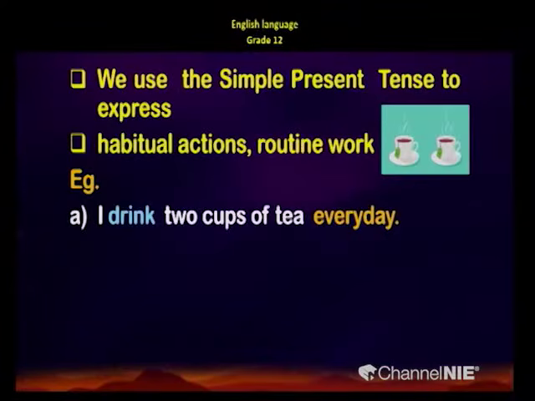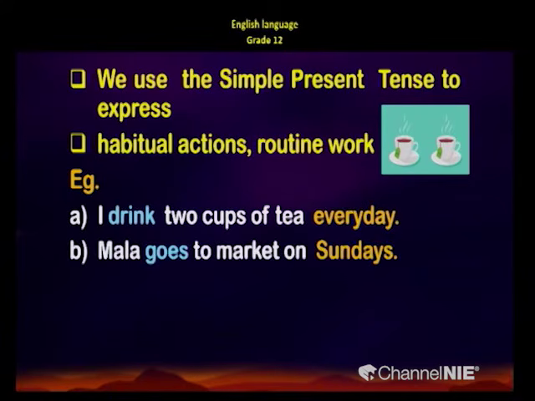So, when you talk about habitual actions or routine work, we are going to use simple present tense sentences, right? So, the first example, I drink 2 cups of tea every day. So, that is something I do daily. So, habitual action. Yes, Miss Minon. I drink 2 cups of tea every day.